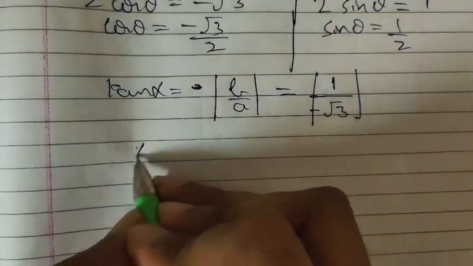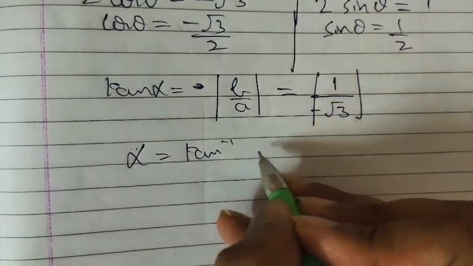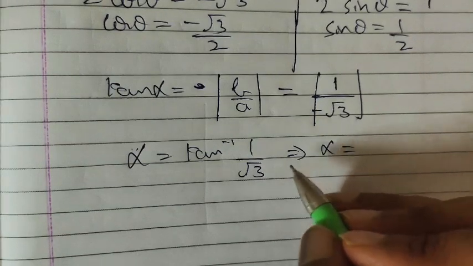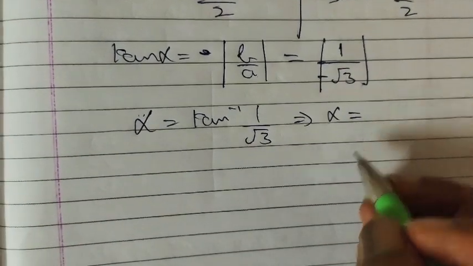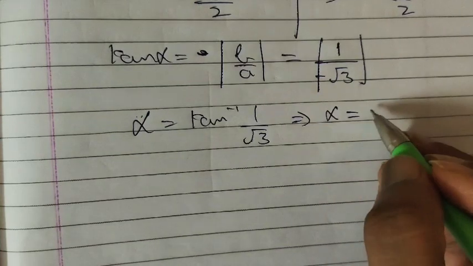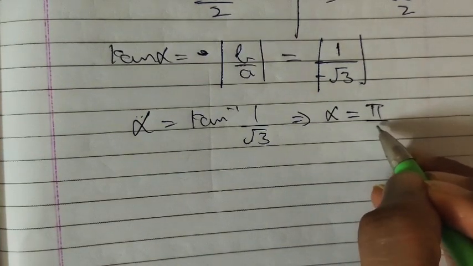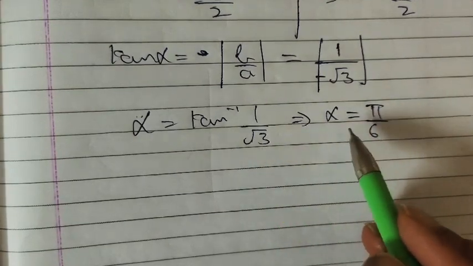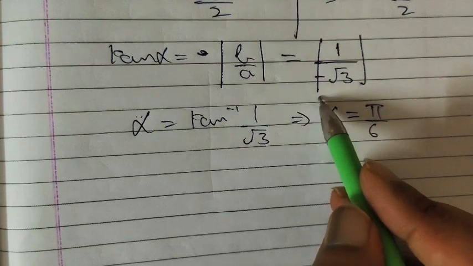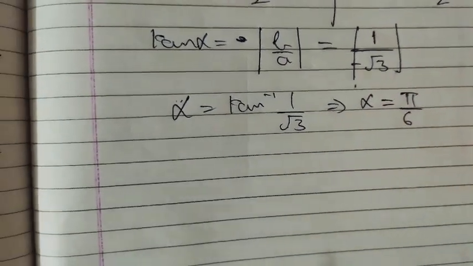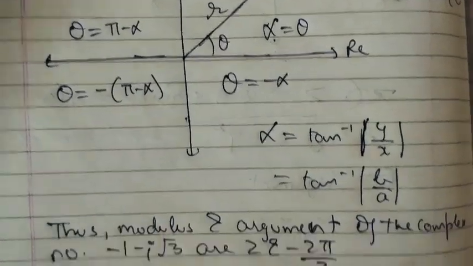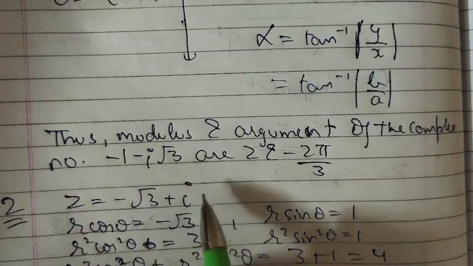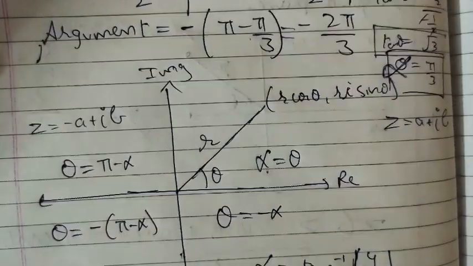Modulus of this. So alpha is equal to tan inverse 1 by root 3. Now the tan value is 1 by root 3 at tan 30, so alpha is pi by 6. And this alpha lies in the second quadrant. How do we know this? Because this is the x value and this is the y value, so x is negative, y is positive. So x negative, y positive lies in the second quadrant.